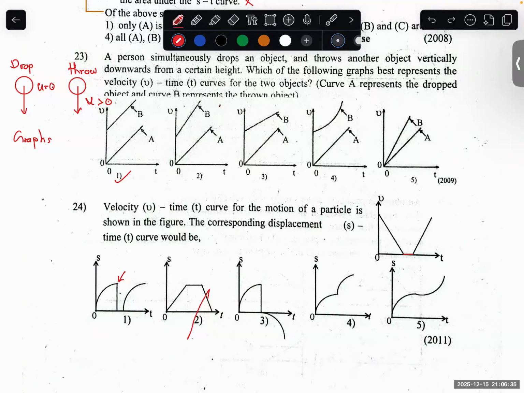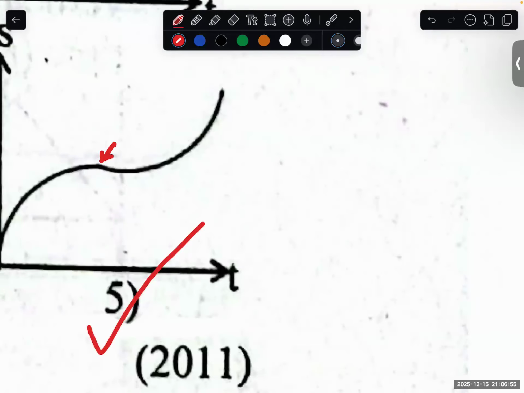Okay. So for some time it should be 0 and then the positive gradient should increase. So therefore, the fifth answer. You can see the angle increasing. It should be flat. There is no break like it is shown. Here there is a small break. That should not be there.